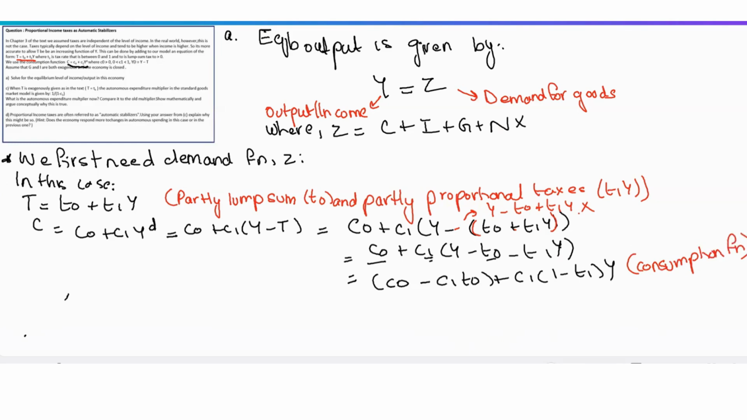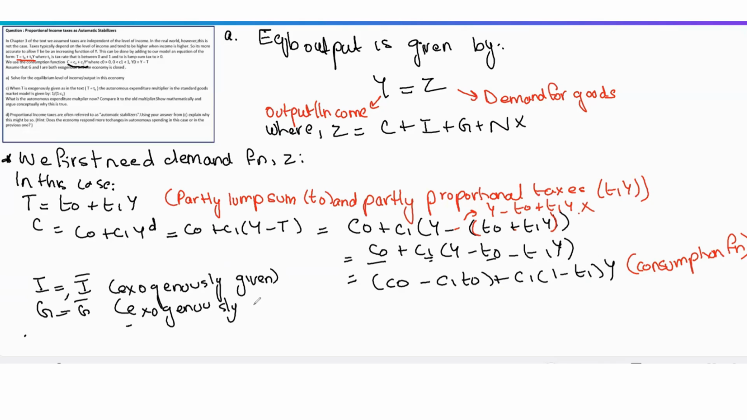We simplified the consumption function by plugging in what the terms are and then combining like terms. And then we have I equal to I bar, which is exogenously given to us, so we're taking it as given. Then we have G equal to G bar, which is also exogenously given. And then we have Nx equal to 0, since it's a closed economy. So this is all that we're given.